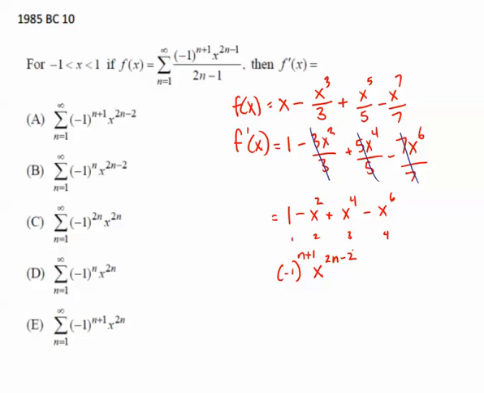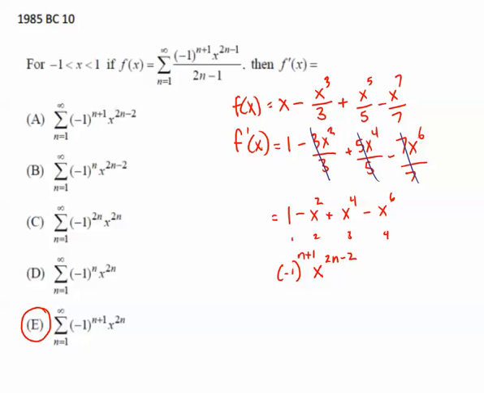So 2 times 2 would be 4, 4 minus 2 would be 2. So for n equals 2, you would have an exponent of 2. Then when n is equal to 3, 2 times 3 is 6 minus 2 would give you the exponent of 4. When n is equal to 4, 2 times 4 would be 8, minus 2 would give you an exponent of 6. And so that appears to be it. There's nothing else in the denominator there. And from what I can tell, this appears to be option E.